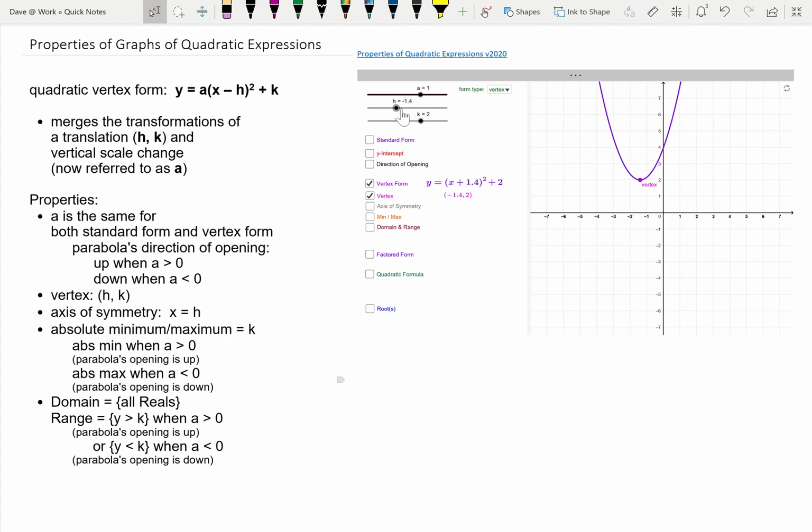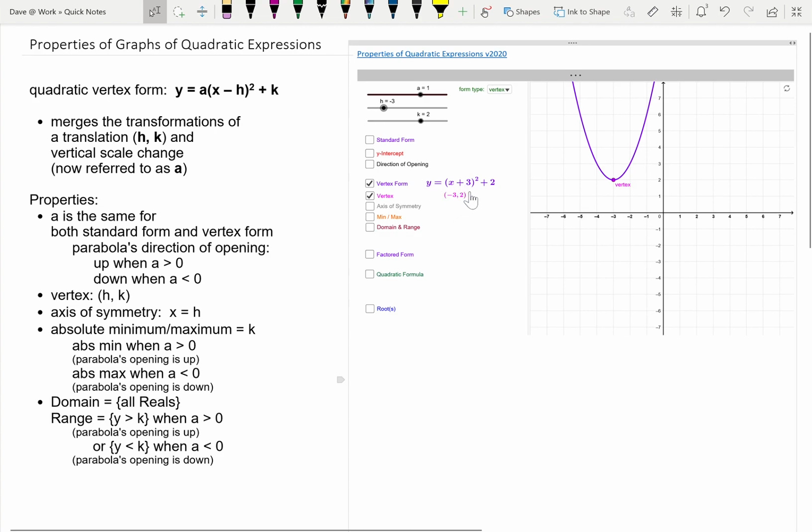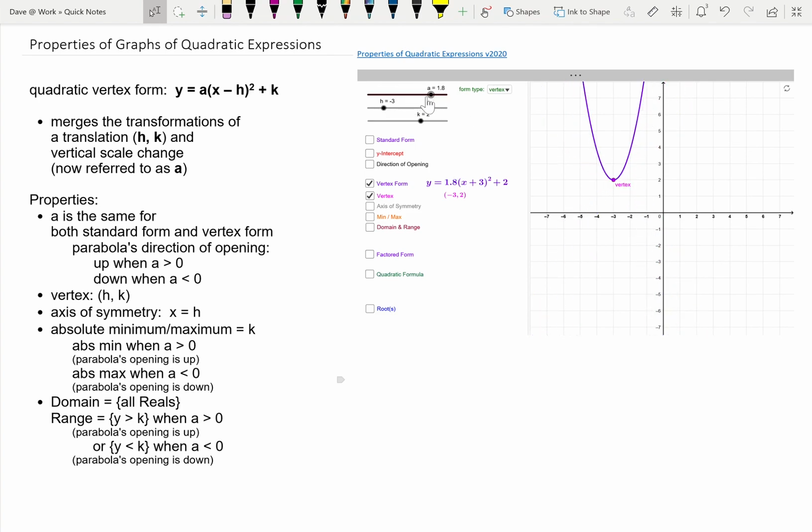If I were to move h over to negative 3, it might show up as x plus 3 in the vertex form, that's going to be the quantity squared. But I have to remember that it's x minus my h. So that really is x minus a negative 3. And that's why my vertex is at negative 3. My k still will be at 2 because I have not shifted that. And you'll notice that my vertex is at (negative 3, 2). Again, it doesn't matter what the value of a is because the vertex itself is always staying put.